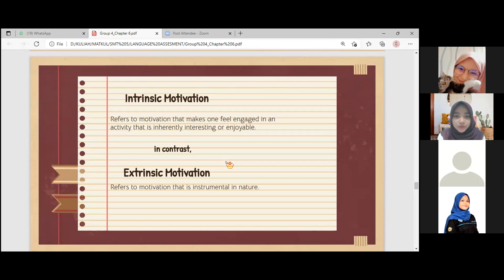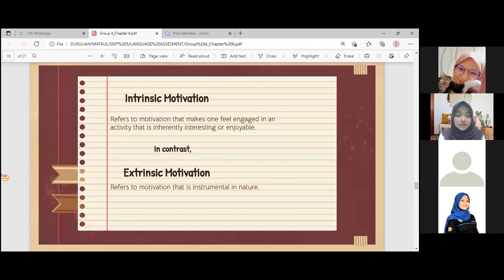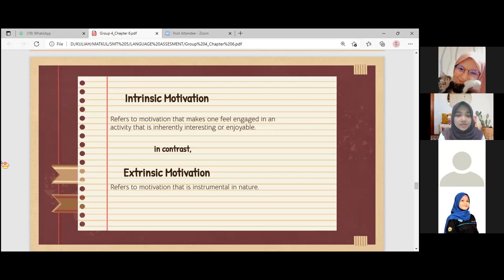Okay, the first is intrinsic motivation. It refers to motivation that makes one feel engaged in an activity that is inherently interesting or enjoyable. If the assessment practice teachers employ makes a student feel learning is interesting and enjoyable, then a student will be intrinsically motivated. In contrast, extrinsic motivation refers to motivation that is instrumental in nature. In other words, the activity is a means to an end, but the requirement to engage in the activity is imposed on the individual and may not even be something they want to do.